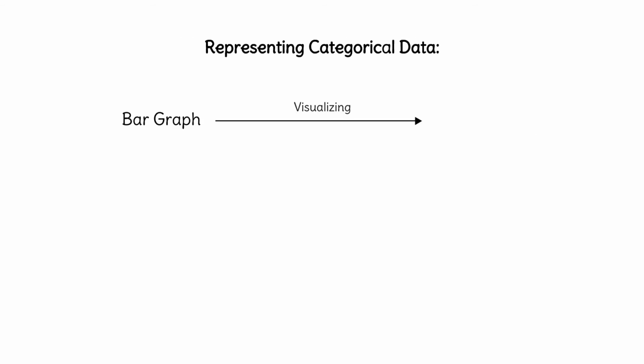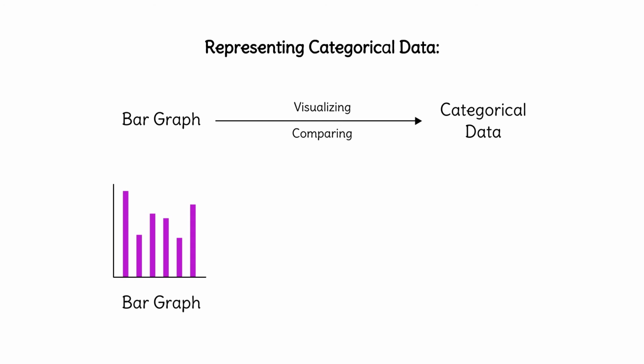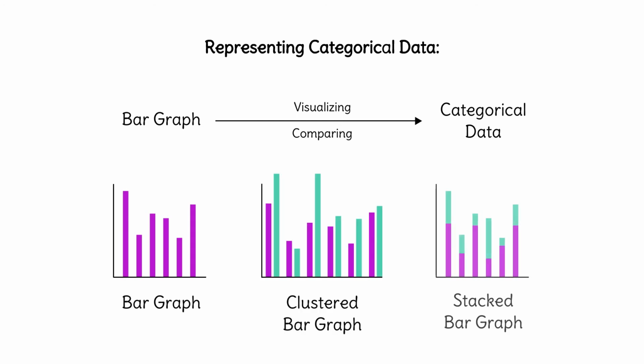Bar graphs make visualizing and comparing categorical data as effortless as a Steph Curry three-point shot. Pick the kind of graph that works best for visualizing your data and answering your questions. A bar graph, a clustered bar graph, or a stacked bar graph. Your bar graphs might not get you in the NBA, but you'll understand categorical data like an all-star.